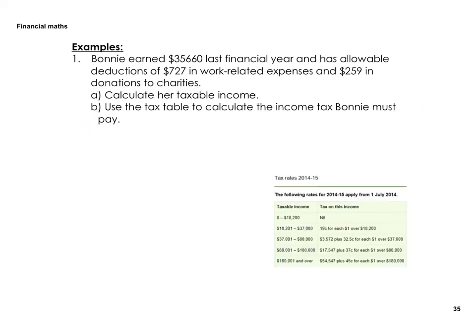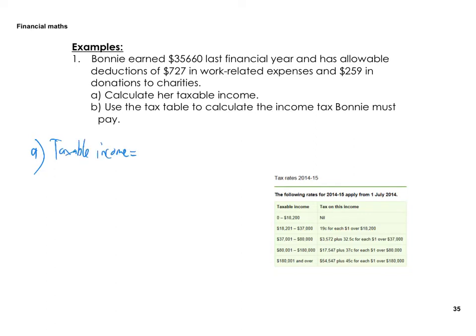Okay, question one. You can also see the table still there. This is always given to you in these sorts of questions. Bonnie earned $35,660 last financial year and has allowable deductions of $727 in work-related expenses and $259 in donations to charities. Part A, calculate her taxable income, and then part B, use this table to figure out how much tax she has to pay.